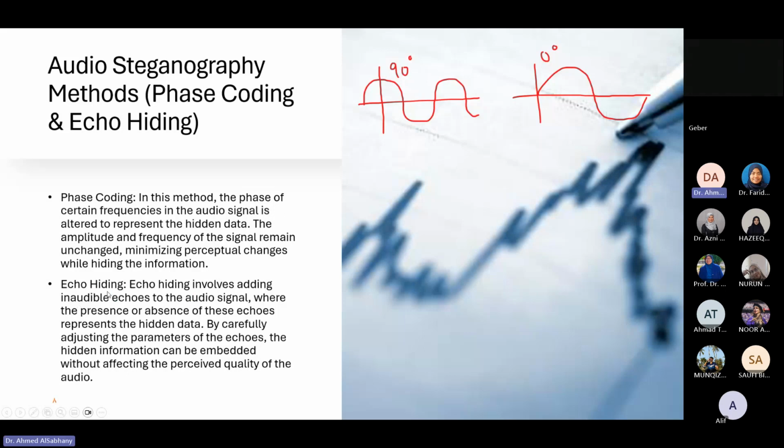In echo hiding, an inaudible echo is added to the audio signal to represent the hidden data. It's actually one of the earliest methods in audio steganography, and right now the popularity of this method is very low because it's not that secure and it's easily detected and destroyed by signal attacks.